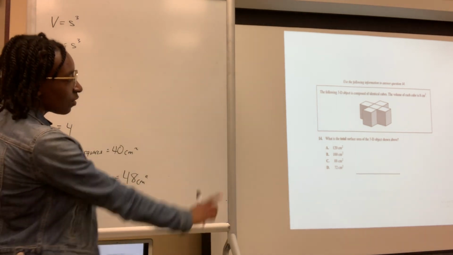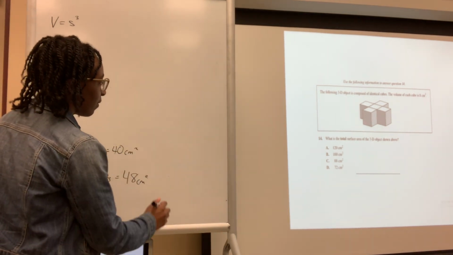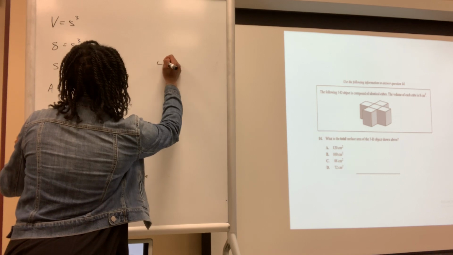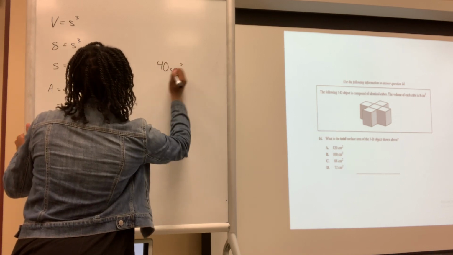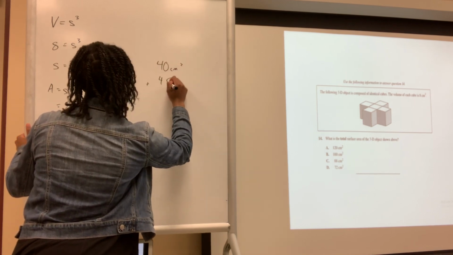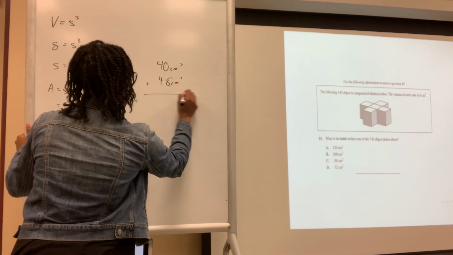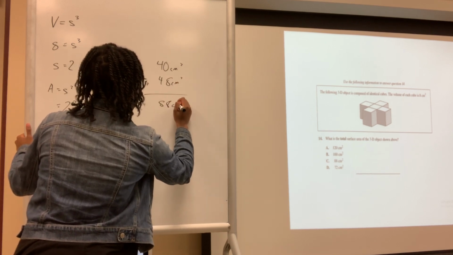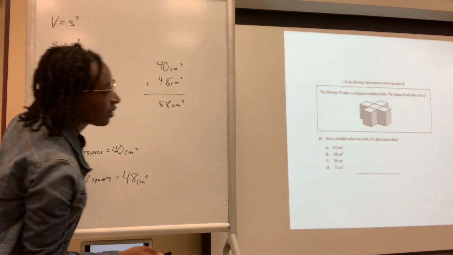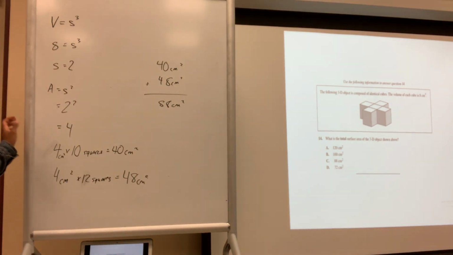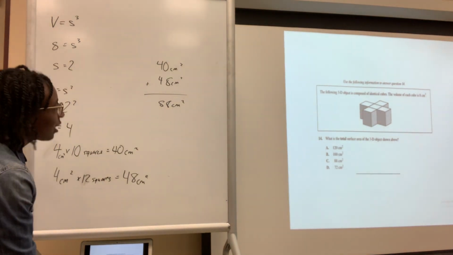From there, to find out the total surface area of the 3D object, we just add the two together. So 40 centimeters squared plus 48 centimeters squared makes 88 centimeters squared. And so the answer is C. Does that make sense?